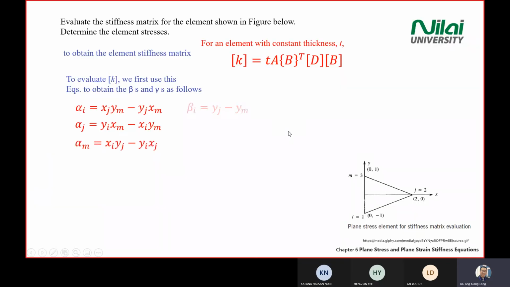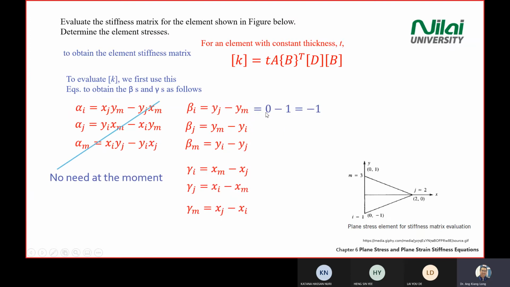Okay. Now back to these slides. So now do you understand why you get 0 minus 1 based on the question itself? Oh, yes. Use the coordinates. Okay. You understand why you get 0, right? Yj minus ym. You understand? Yes. Okay. Now it's just a small question for you, Katana. Try to answer beta J. What is the answer for beta J?